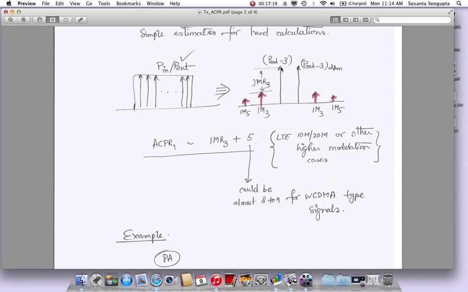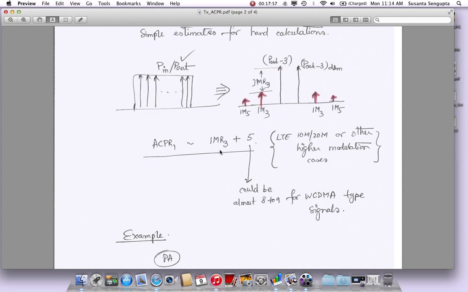For example, it's plus 23 dBm as an example. If you know what your IMR3 is, to that you can simply add a factor of 5, and that works most of the time for LTE systems or Wi-Fi systems, where the modulation schemes are higher. That is, signals with higher peak to average ratio, signals with a lot of subcarriers, which end up causing a lot of higher order modulations, trying to get higher data rates. In those kinds of systems, you also end up with higher peak to average ratios, and for those kinds of systems you can use this simple formula.